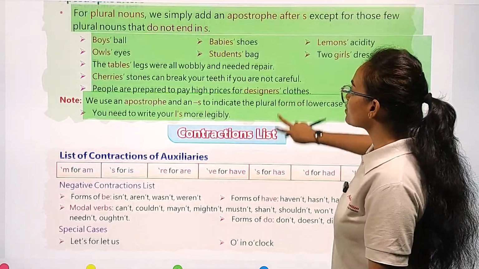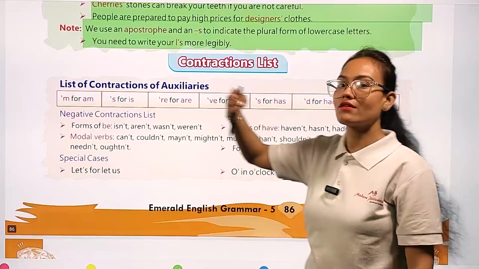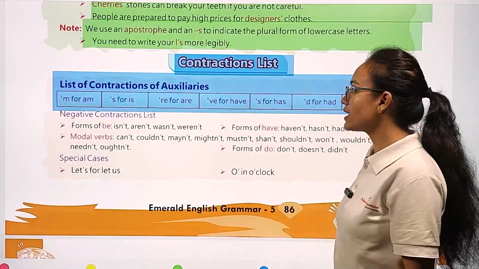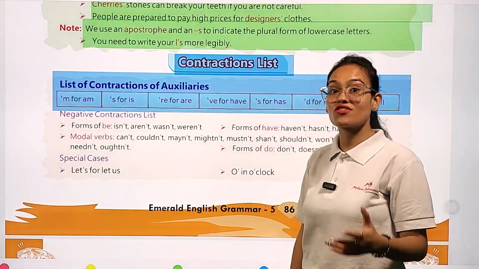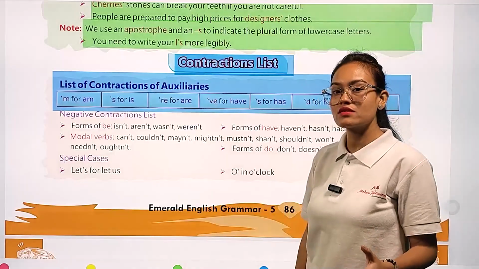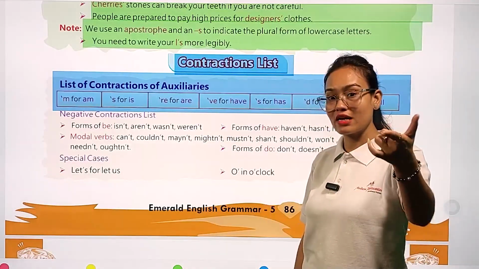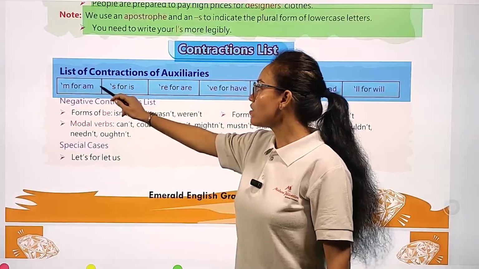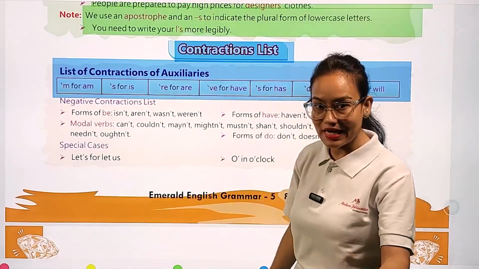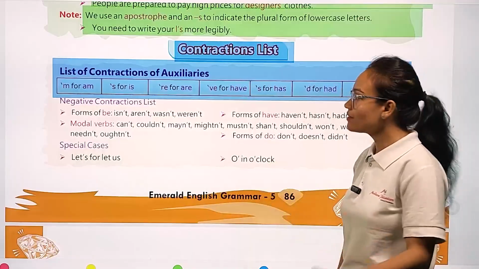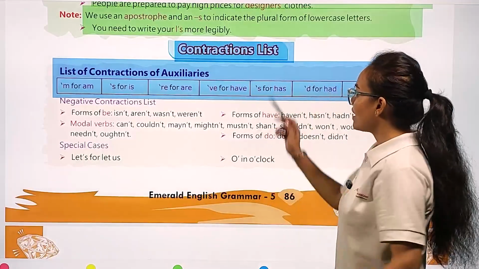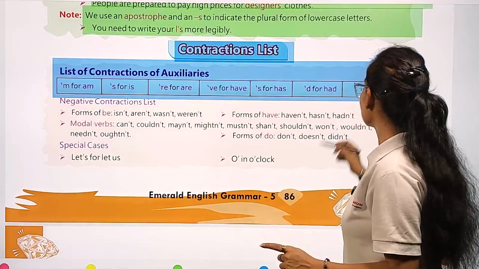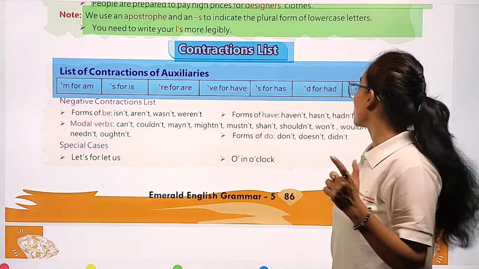Okay. Now we are going to see the contractions list. What is the meaning of contraction list? Let's see. List of contractions of auxiliaries. First of all, we are going to see the list of auxiliaries. Auxiliaries means helping verbs. Affirmative contractions: apostrophe M for am, apostrophe S for is, apostrophe RE for are, apostrophe VE for have, apostrophe S for has, apostrophe D for had, and lastly apostrophe LL for will.